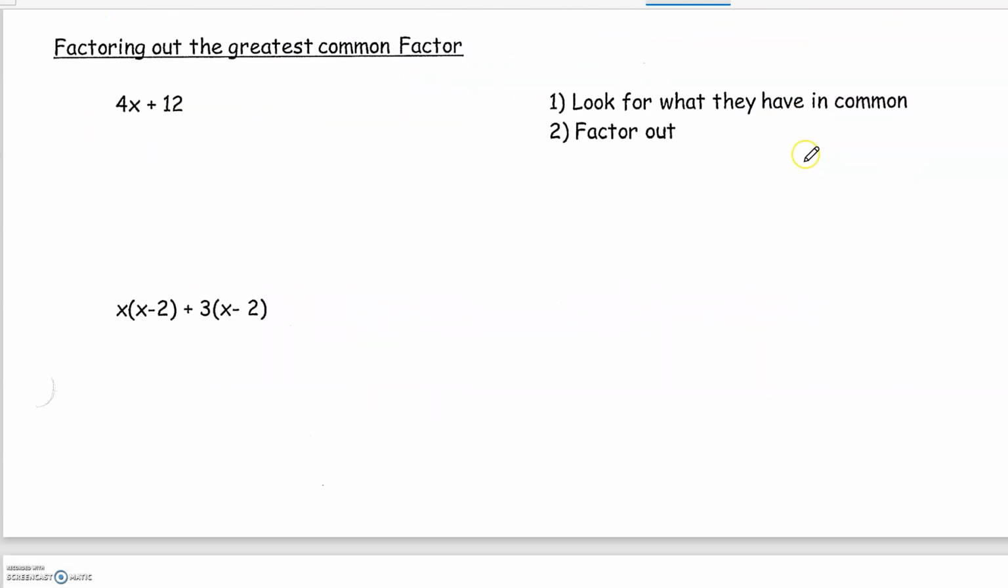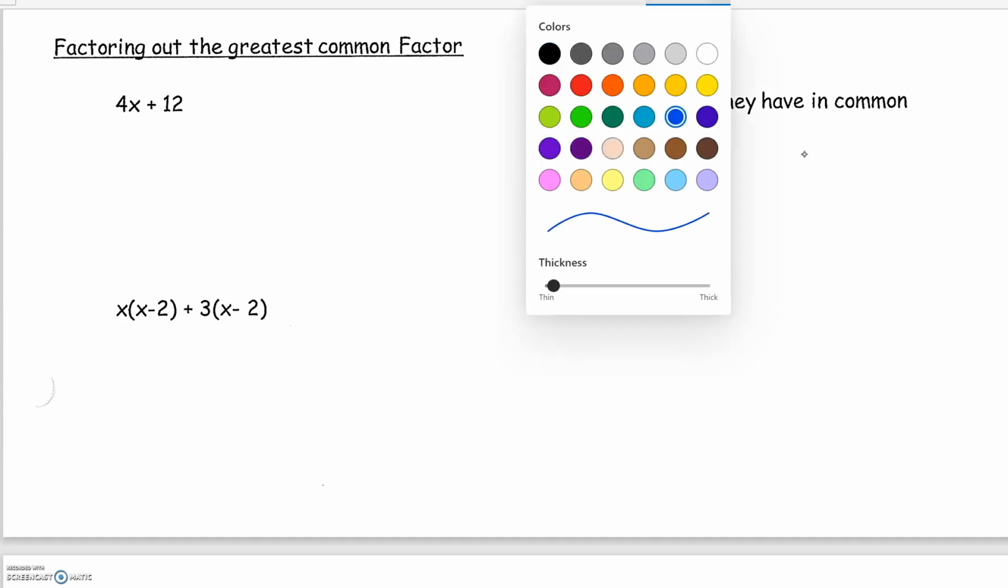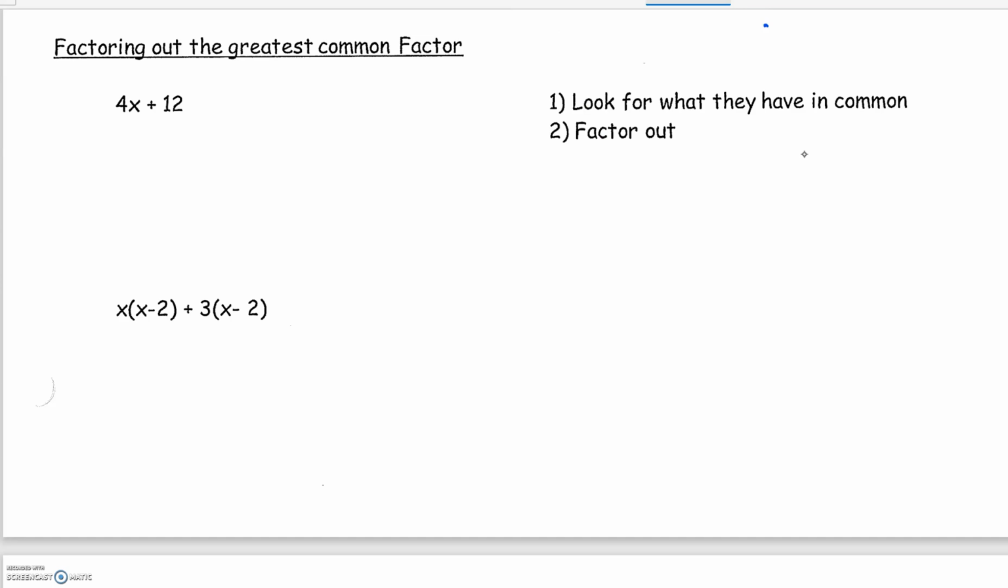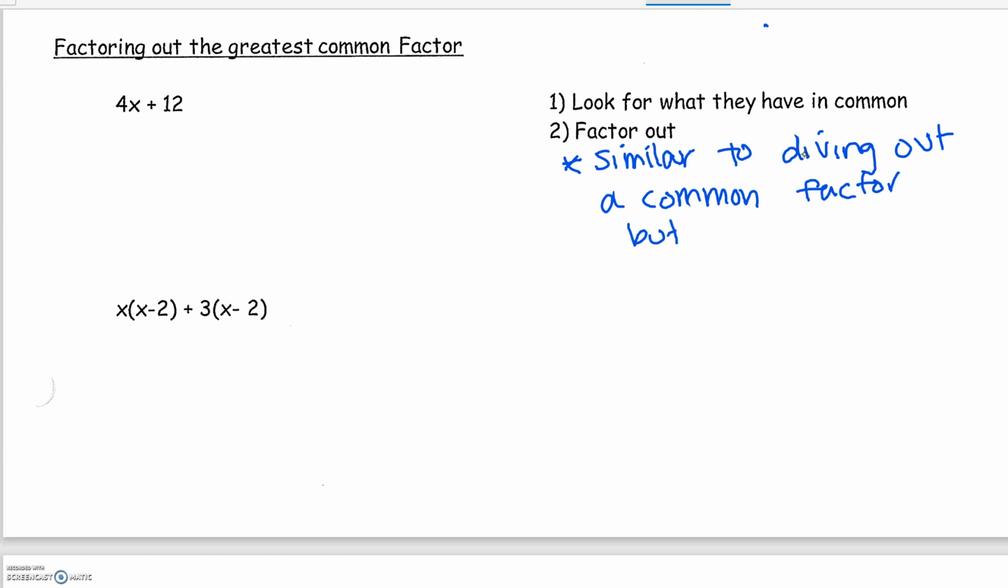Let's take a look at greatest common factor. Now that is similar to dividing out a common factor, but the factor does not go away. So let's see, we want to look for what they have in common and factor it out. So it is similar to dividing out a common factor, but it goes in front. So, but the factor does not go away.